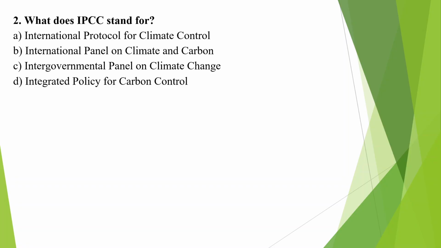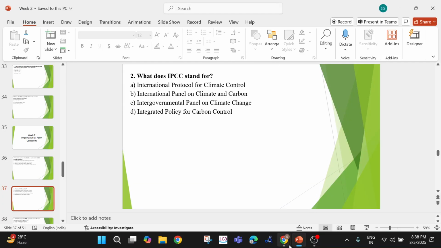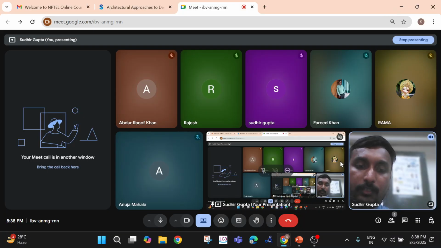This IPCC refers to the Intergovernmental Panel on Climate Change, which was well answered by Farid. And this IPCC is the UN body responsible for assessing the science related to climate change, which is discussed in slide 10 of part 1, basics of embodied and operational carbon. So it is option C. If you are fine and okay, then we can move to the next question. Can we move?